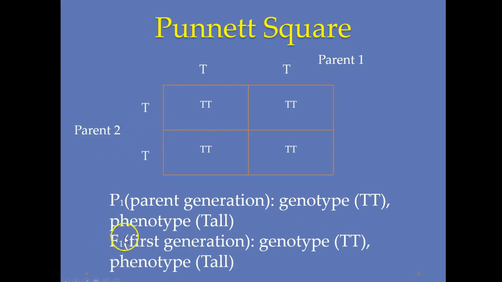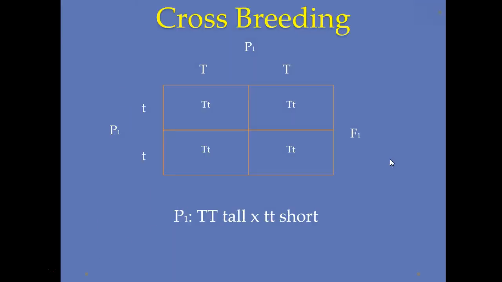And then the other notation we use is F1, which just denotes the first generation, so that means offspring. All right, so what happens if we do a cross here? Let's take a homozygous tall pea plant and cross it with a homozygous short pea plant. Same thing, we're going to combine all the letters together, again, making sure that we're using the top and the bottom squares on all of these.